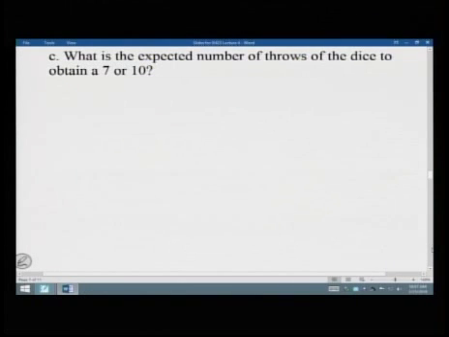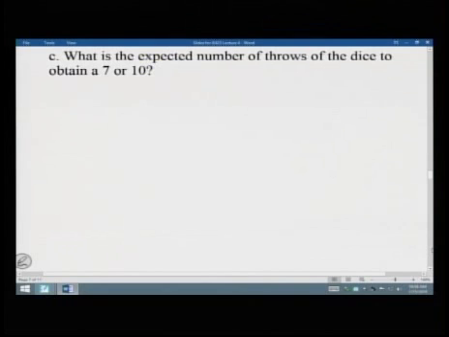Okay, now let's work on part C. So what is the expected number of throws of the dice to obtain a 7 or 10? So we want to know the expected number of what? Trial to the first event.